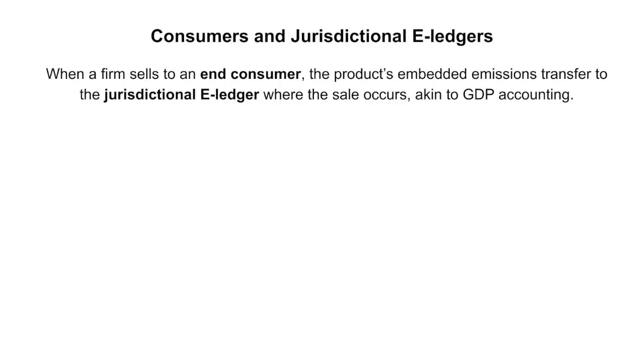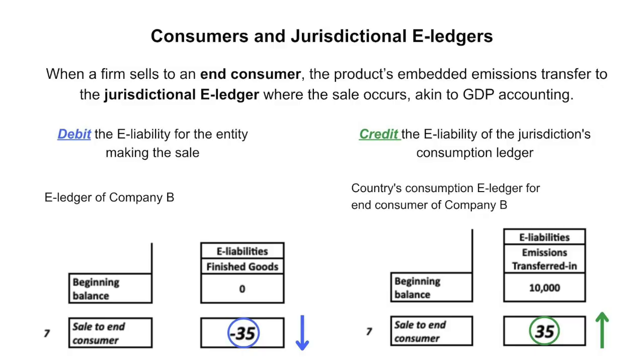This is actually very similar to how GDP accounting works, because in GDP accounting, the activity of the end consumer gets recorded on a macro ledger. And so effectively, when there is the final sale, then what we do is we will debit the e-liability of the entity that's making the sale, and we will credit the e-liability of the jurisdictional ledger.